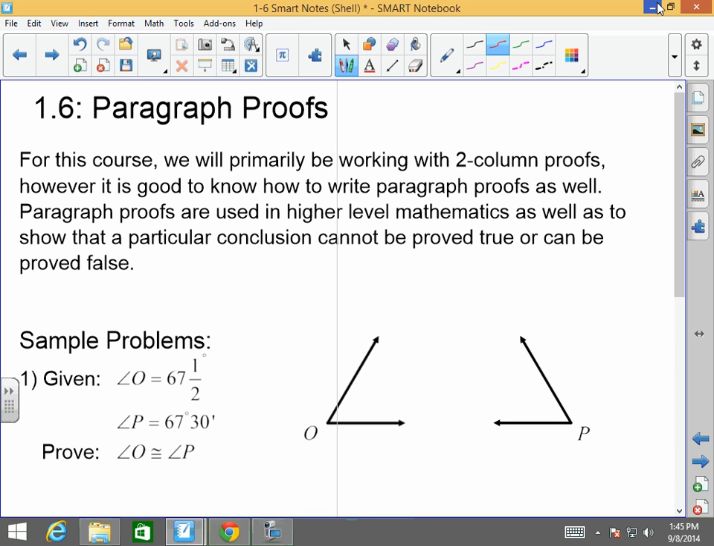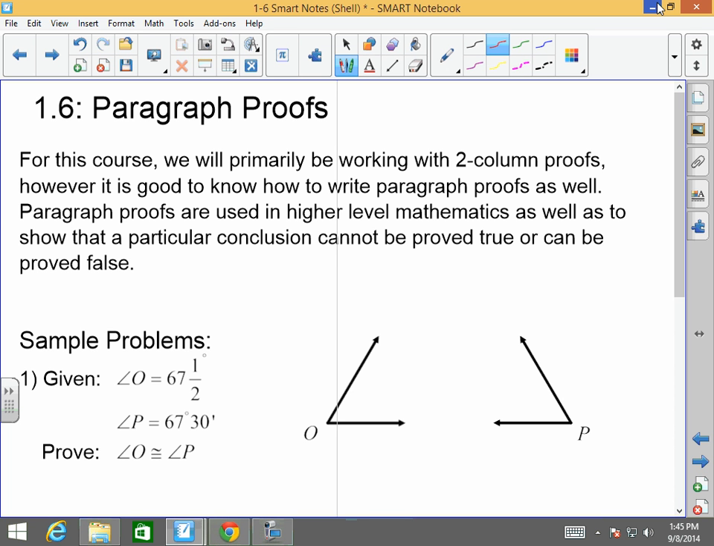Today we're going to be talking about paragraph proofs, okay? And for this course, we will primarily be working with two-column proofs, which we have already seen before. However, it is good to know how to write paragraph proofs as well. Paragraph proofs are used in higher level mathematics as well as to show that a particular conclusion cannot be proved true or can be proved false. Okay? So there's not much to this except for learning how to write the paragraph proof out.